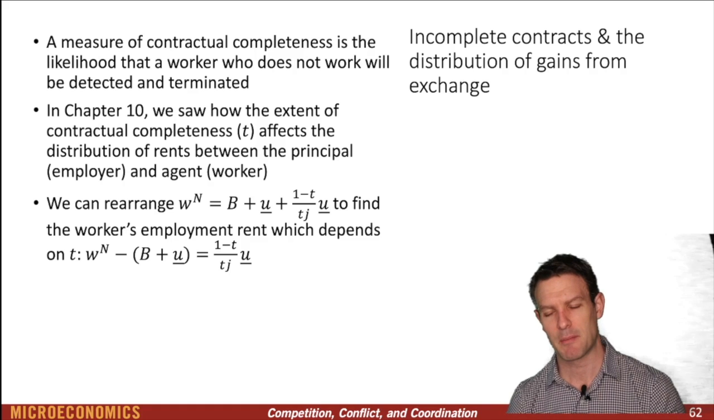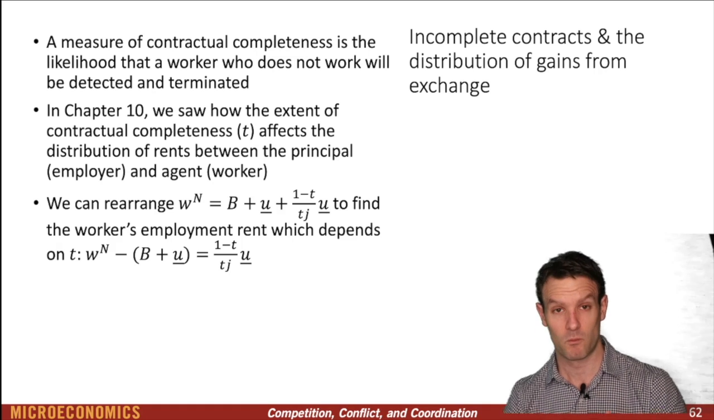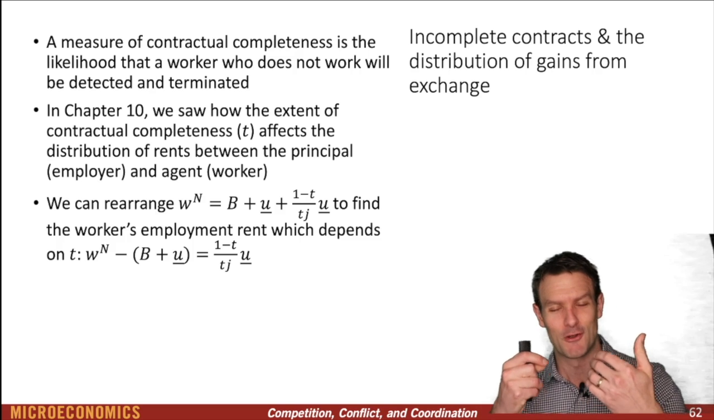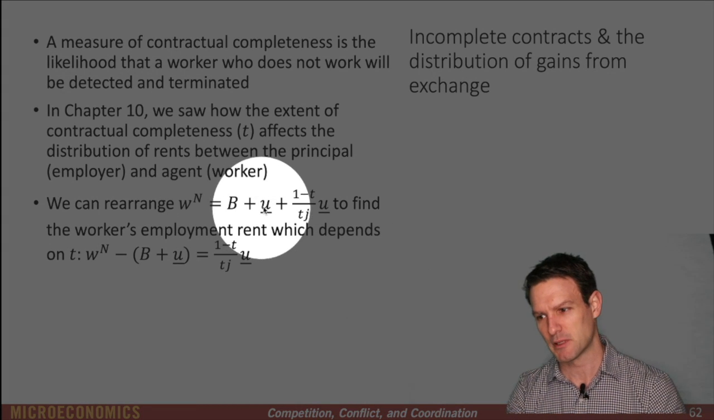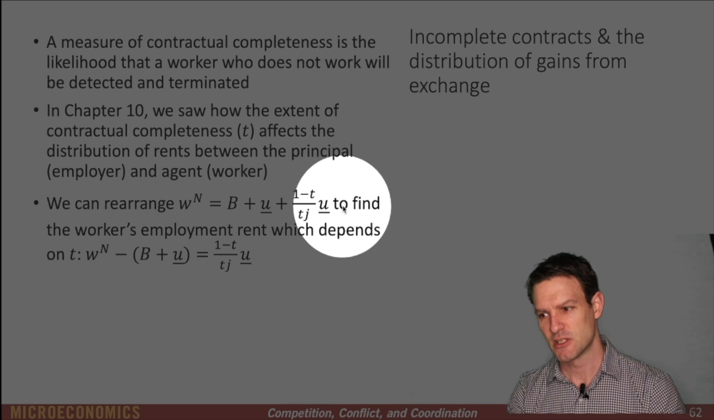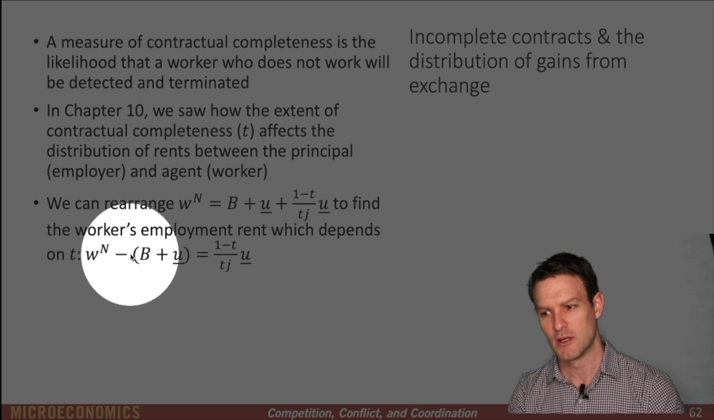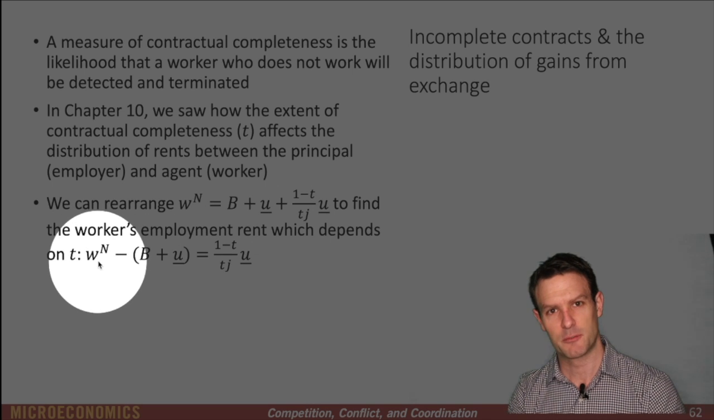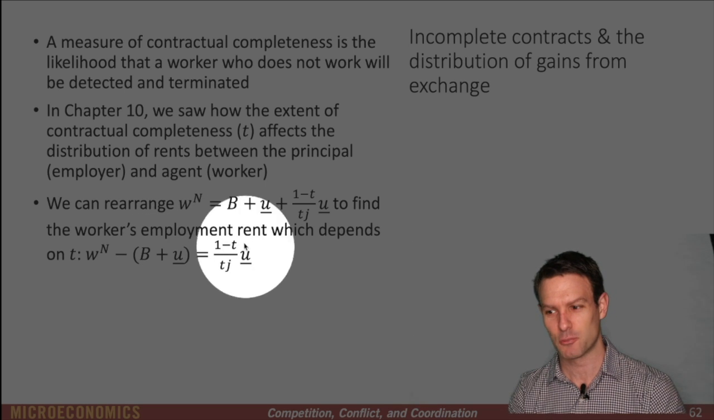So let's think about this. We can rearrange B plus the employment, the no-shirking wage, WN. So there we have WN equals B plus U plus (1 minus T over TJ) times U under bar. And we can think about the worker's employment rent, which depends on T. So the employment rent here is going to be WN minus B plus underline U. And that leaves us with the employment rent.